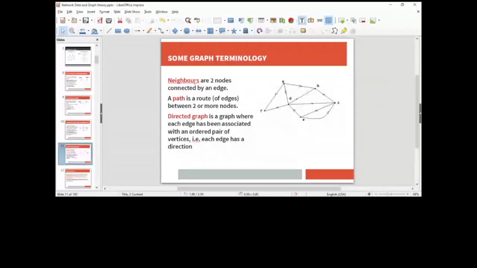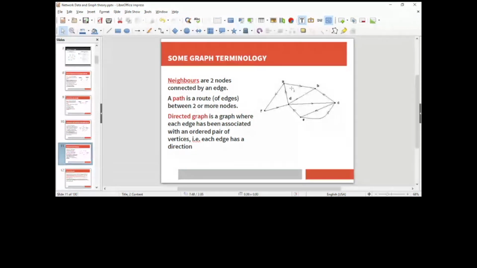Then the other concepts, like neighbors. Neighbors are two nodes connected by an edge, okay? So these two are neighbors. A path is a route of edges between two or more nodes. So this is a path.